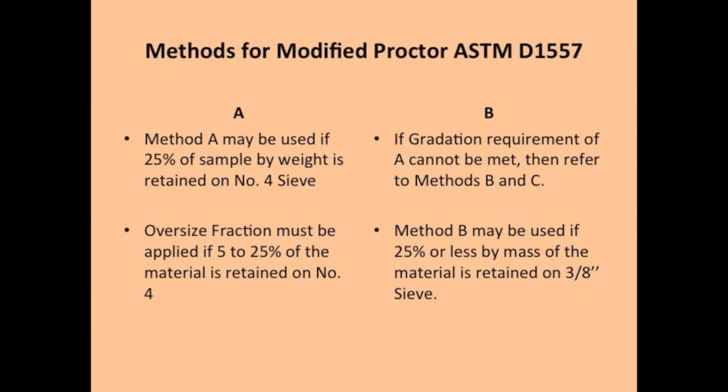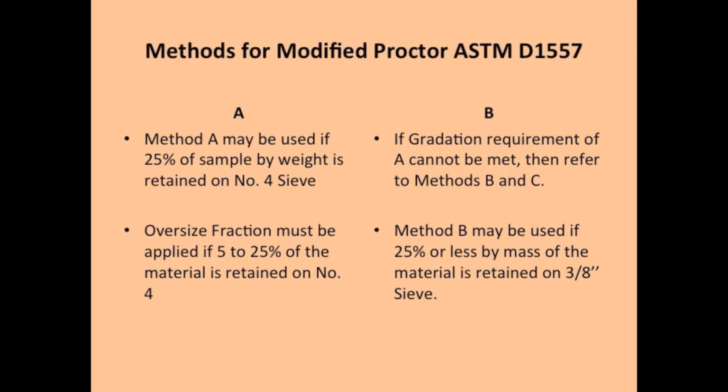Various methods for the modified Proctor, ASTM 1557. Method A. Method A may be used if 25% of the sample by weight is retained on the number 4. Oversize fraction must be applied if 5 to 25% of the material is retained on the number 4.